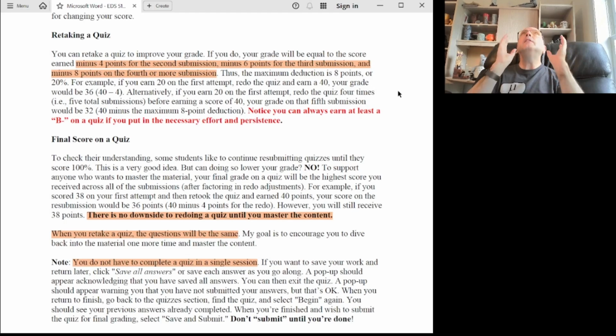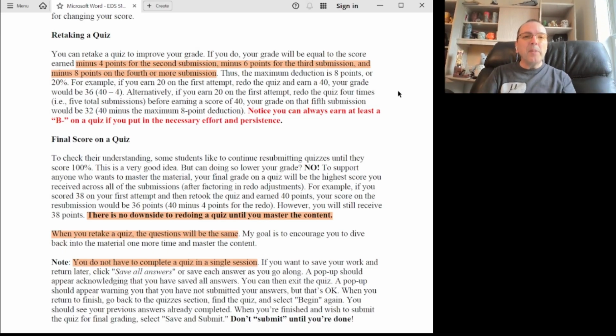I love it when I see students go back to master the material and stick with it till they get 100%. Sometimes they know the redo isn't going to help their grade, but they want to master it. I love it when students do that. It's a great way to impress your professors. Professors always like it when we see students that are really interested in mastering the content beyond just, I want to get a better grade.